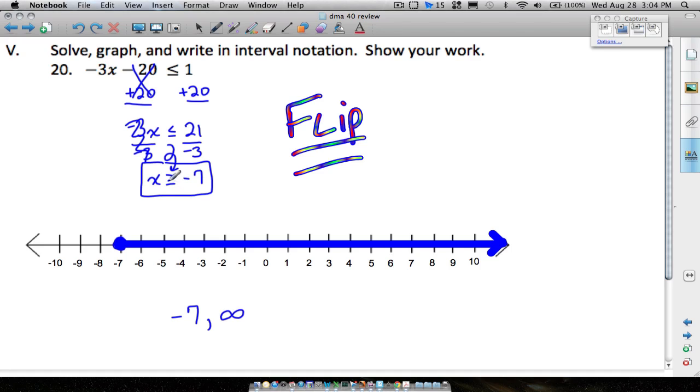And since this is an equal to, we put a bracket around the -7, and we always put a parentheses around the infinity. There is your interval notation. So that's how you do that.